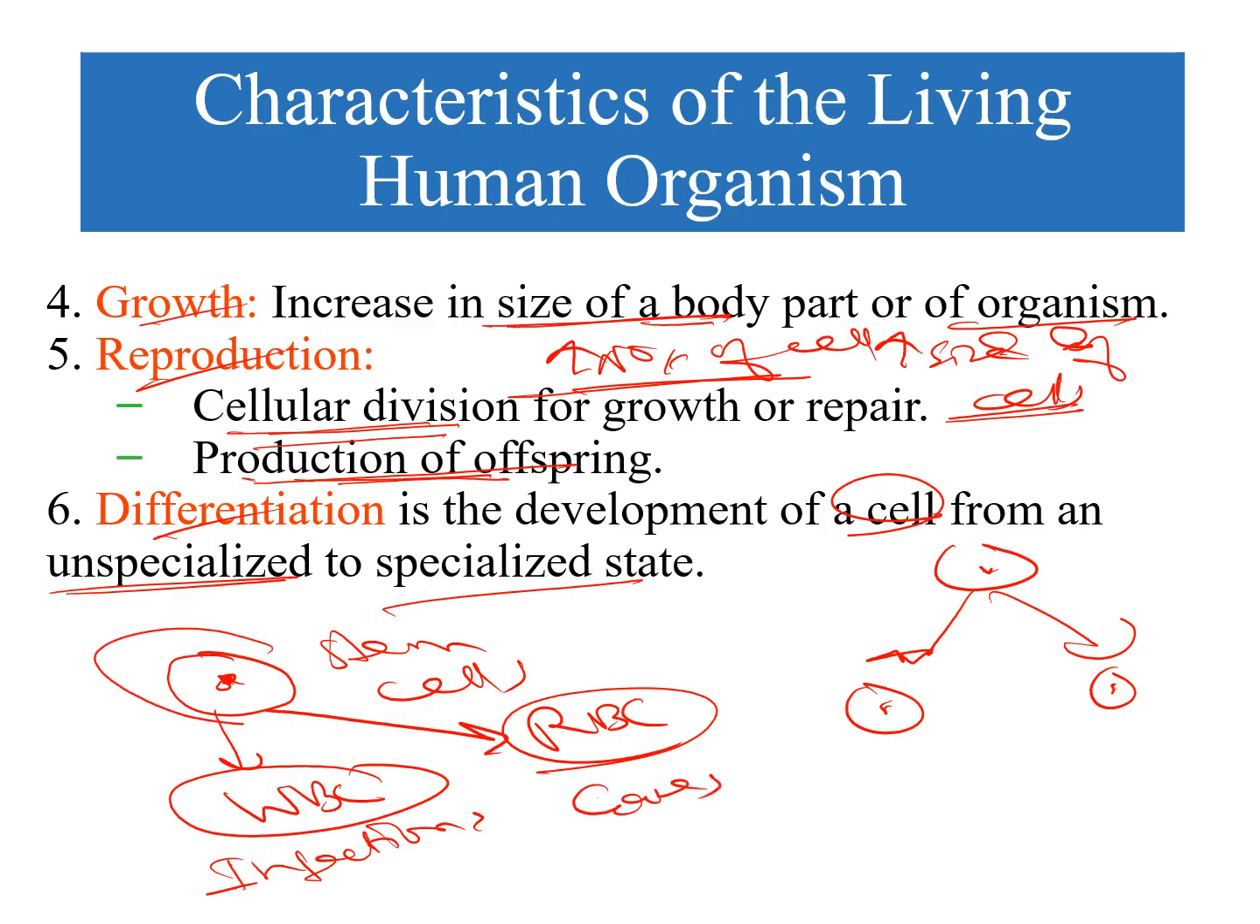But if you look at this parent cell, which is a stem cell, it cannot perform the function of fighting off infection. It cannot perform the function of transporting gases. So the process by which this stem cell becomes a specific cell that has the ability to perform a specific function is known as differentiation. So do not confuse differentiation with growth.